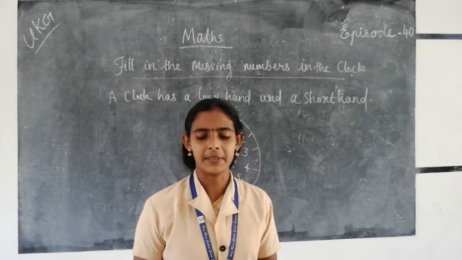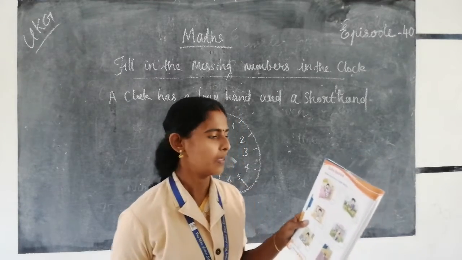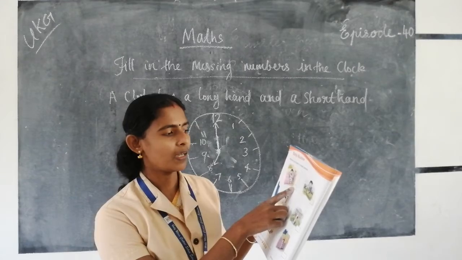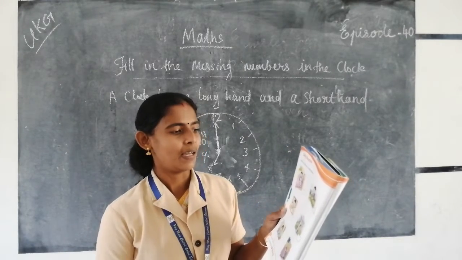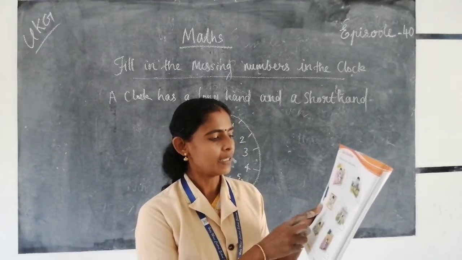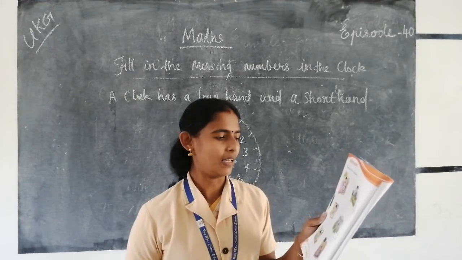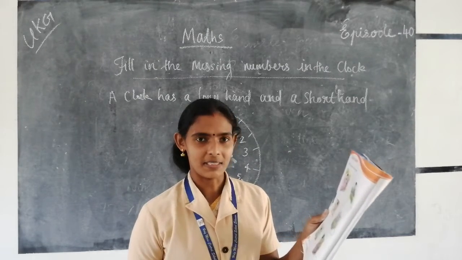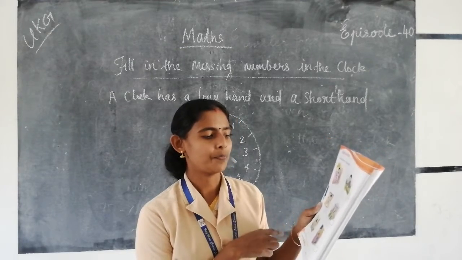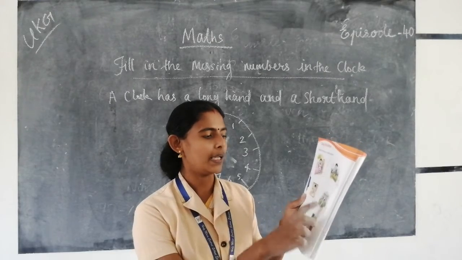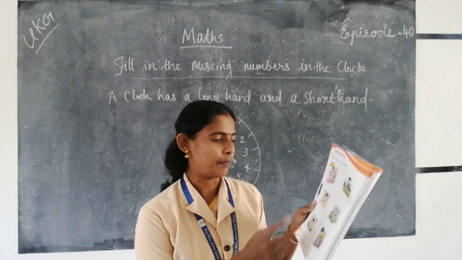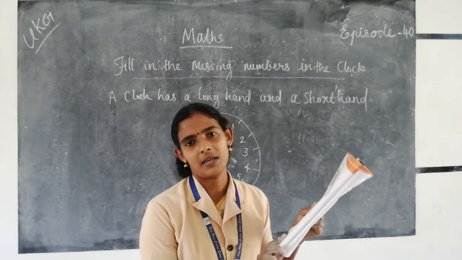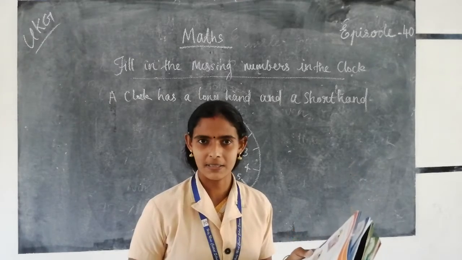Next, daily routine. Number the pictures in proper sequence. First, wake up early in the morning. Number 1. Next, brushing. Next, breakfast. So you have to write number 2. Next, go to school. Number 3. Next, studying. Number 4. Next, playing. Number 5. Next, sleeping. Number 6.